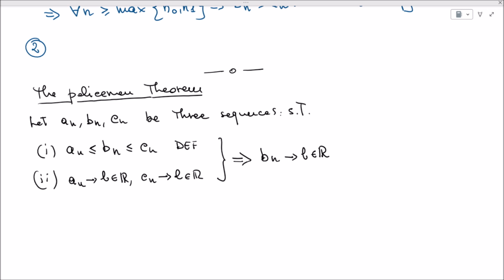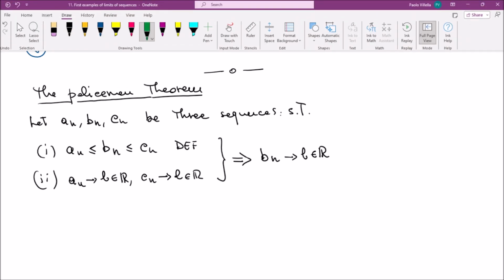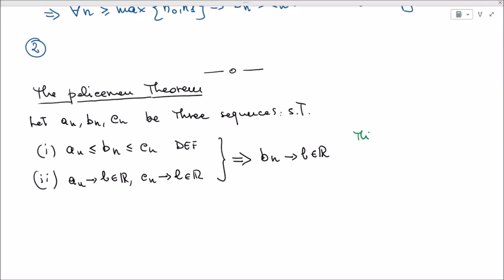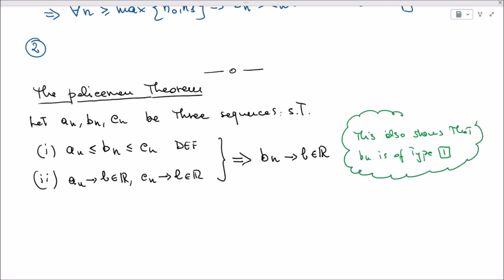So notice that we are saying not only that bn tends to a real limit L, but also that bn will be exactly of the same type as an and cn. Okay? Good.